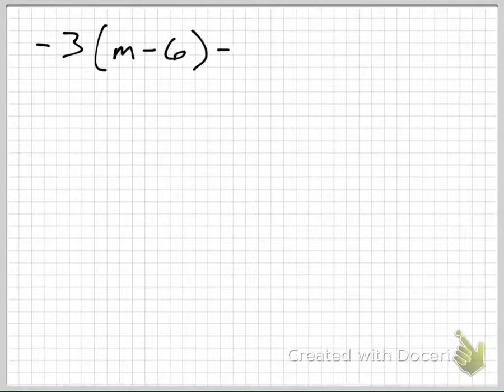Okay, try this one then. Negative 3 times m minus 6 equals 4. This one does not come out even, but there's no decimal here, so don't write it as a decimal. Don't do it. Leave the answer as a fraction.